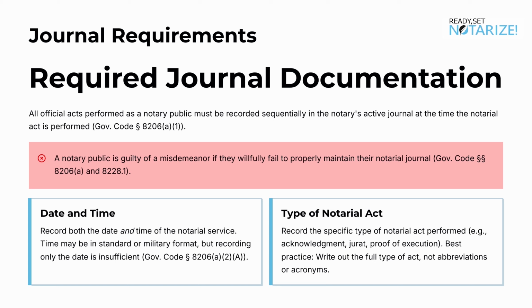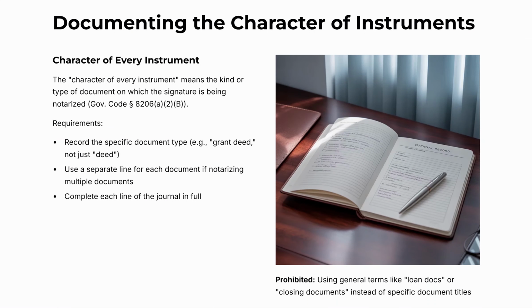The following discussion describes and explains the information that must be recorded in the journal: the date and time the notary public performed the notarial service. The time may be written in standard or military format, but the law requires the time of the act to be recorded. The date alone is insufficient. California Government Code, Section 8206(a)(2)(A). This is a tip: a notary public should not write an abbreviation or acronym to describe the type of act. This may avoid confusion or misunderstandings as to the contents of the journal entry and type of notarial act.